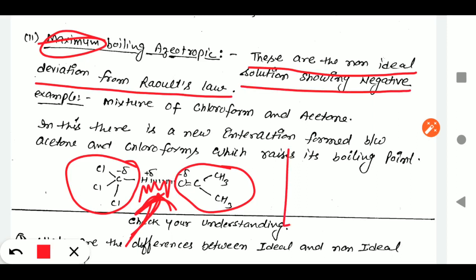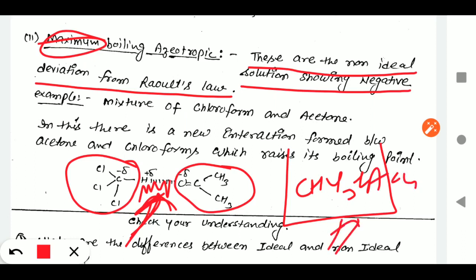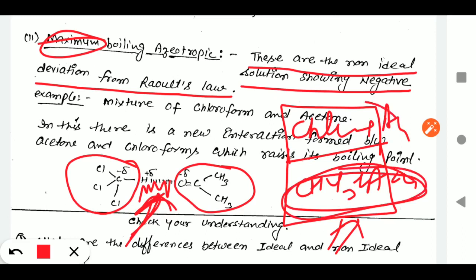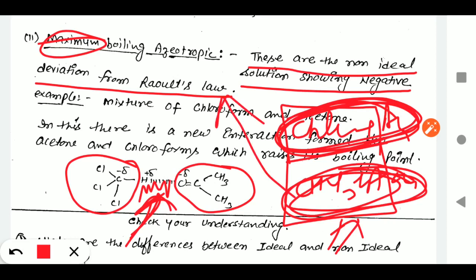This means that when a mixture of chloroform (CHCl3) and acetone is heated, you will get the same composition, that is chloroform and acetone, in the vapor phase. In the liquid phase and vapor phase the composition will be the same, no difference. You will not get only chloroform or only acetone in the vapor phase; you will get both chloroform and acetone in the vapor phase.